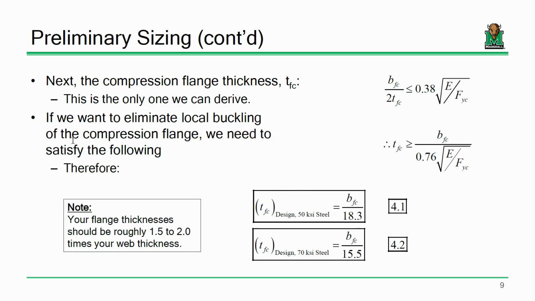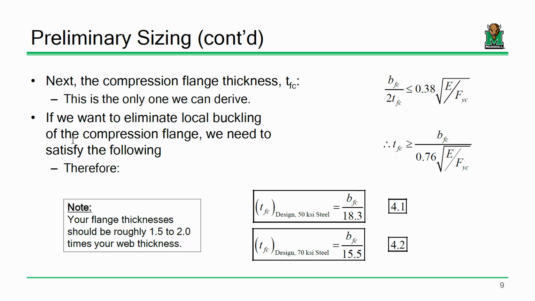Now, the only one that we derive is the compression flange thickness, and this comes from a limit in the spec that prevents local buckling. So let's talk a little bit about local buckling. For those of you in steel design, we will talk about it later in very significant detail, but I just want to give you an overarching gist of what's going on with local buckling.